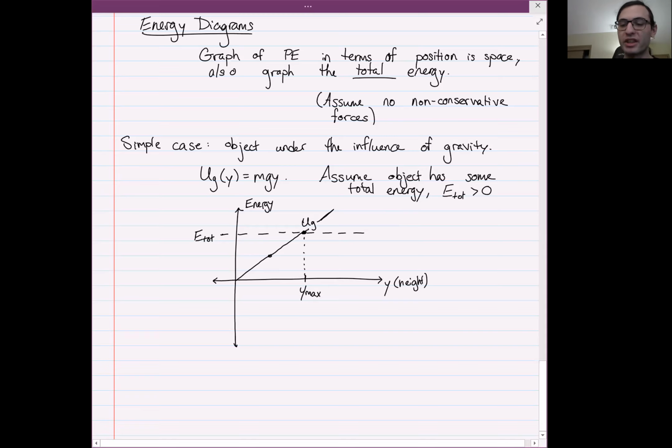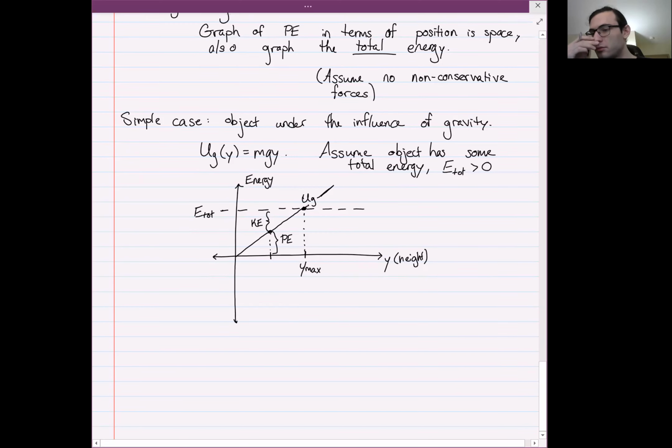At any other point, let's say this point, the object might have this much potential energy and this much kinetic energy. So given some height y, you could figure out how much of its energy is kinetic and how much is potential, given the total energy. As another thing to note, it's not that the potential energy is undefined, it's that the system is constrained so that it cannot go beyond that point.